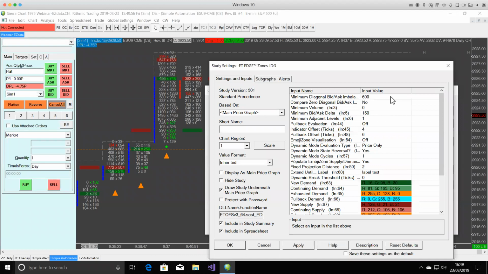Okay, we're doing a 600% imbalance. We're looking for 150 delta between the bid and the ask, so we want to filter out some noise. Now, I'm not doing anything on the EmojiZone visualization.